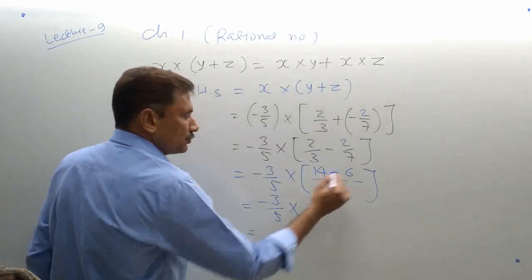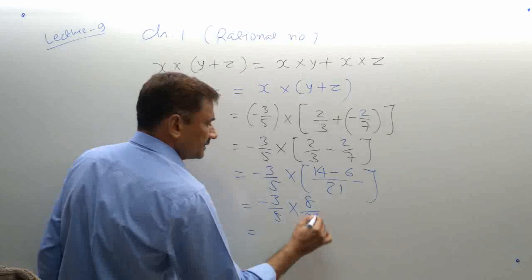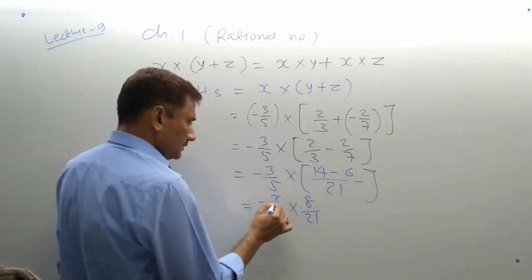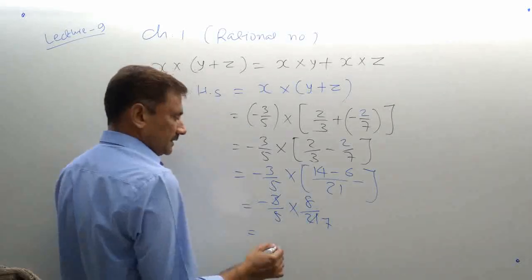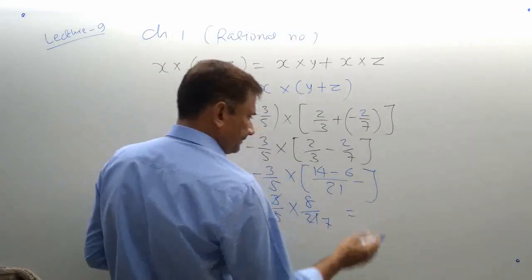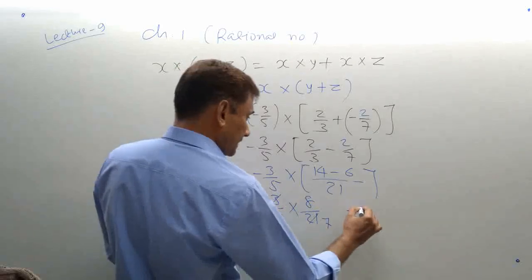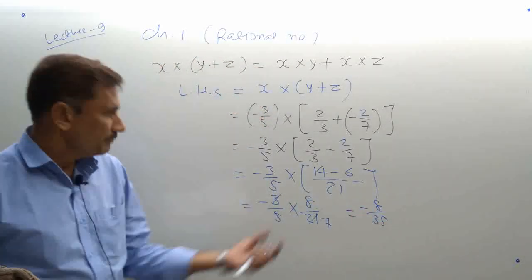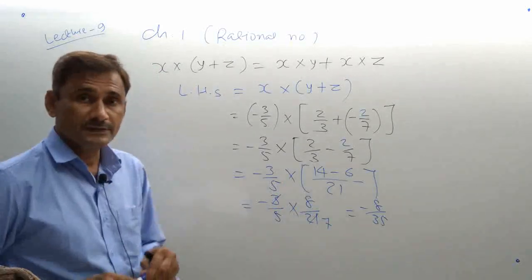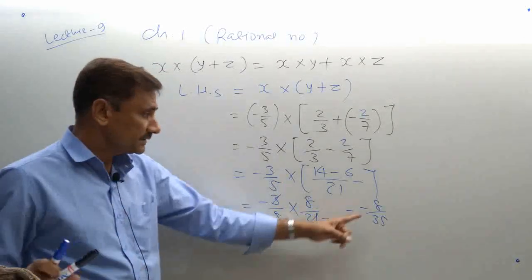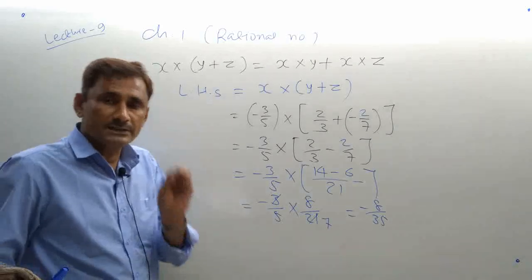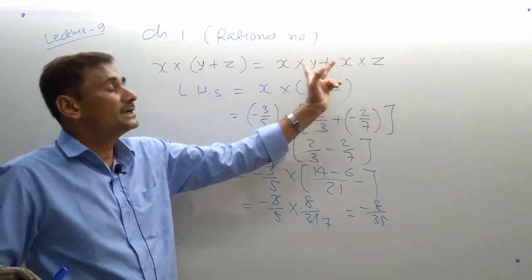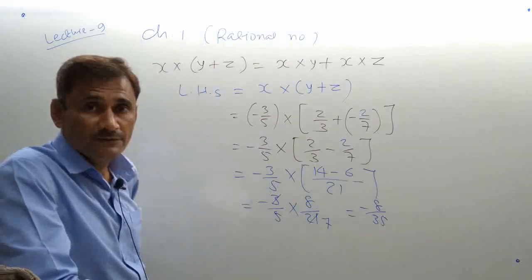Okay. Now take 14 minus 6, 8, and here is 21. Okay. So 3 into 7, 21. So how much is it? I am writing here only. So it will be minus 8 upon 35. Minus 8 upon 35. So we simplified only the left side and got this number. It is not the answer, we just got it. Now half the sum is complete. Still we have to find the right side simplification also.